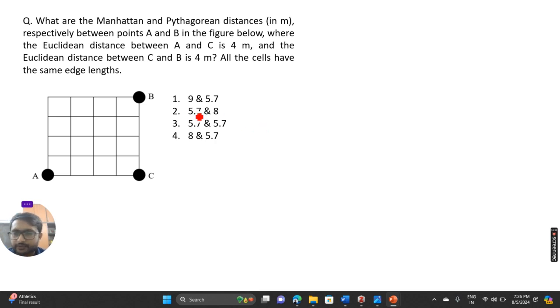Thank you. So we know this distance AC is 4 and CB is also 4. The Manhattan distance is the linear unit distance, so it becomes 8. And when we talk about the Pythagoras distance, it is the shortest distance between the 2 points, which is the diagonal. So if this is 4 and this is also 4, the diagonal will be 4 root 2, which is 5.7.